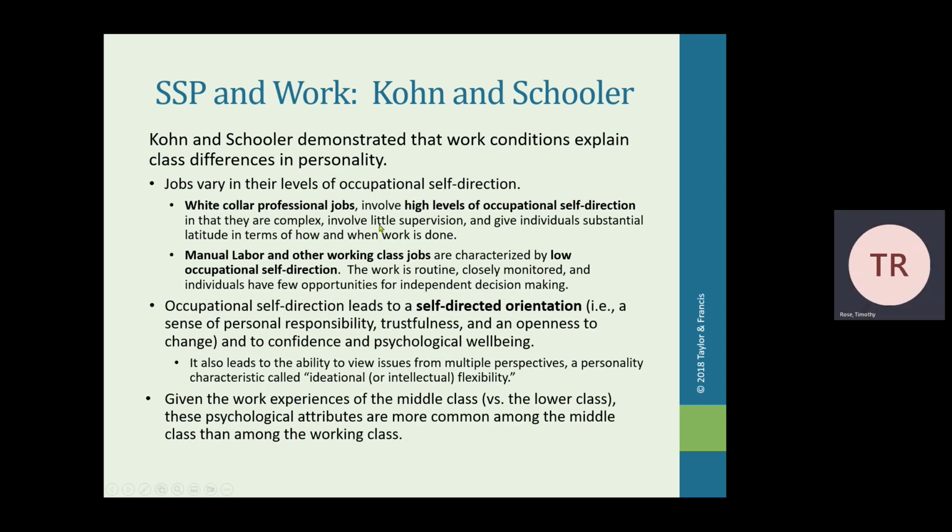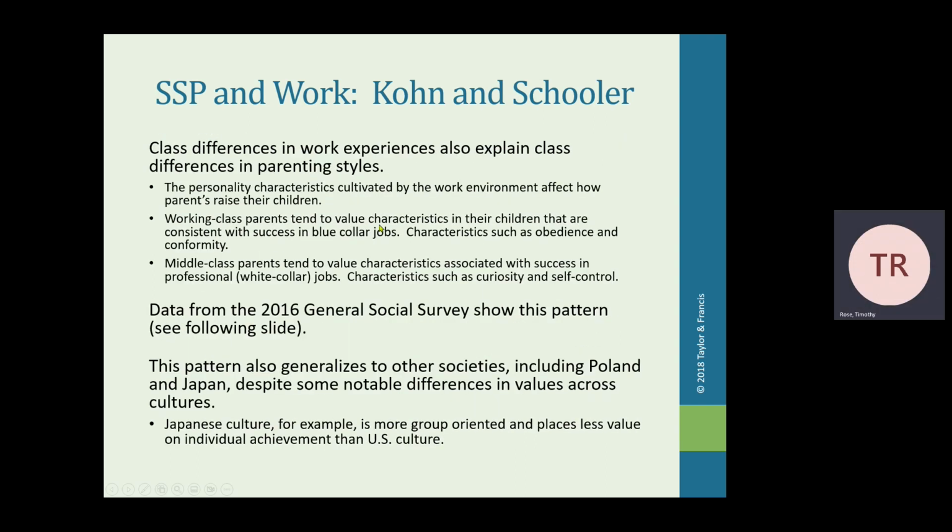So let's go ahead and continue on with some work by Cohn and Schooler. We also find that class differences in work experience also explain class differences in parenting style, right? Remember, there are many different proximate domains that SSP research might focus on, and sometimes the research makes explicit connections between these domains. So, what did Cohn and Schooler find?